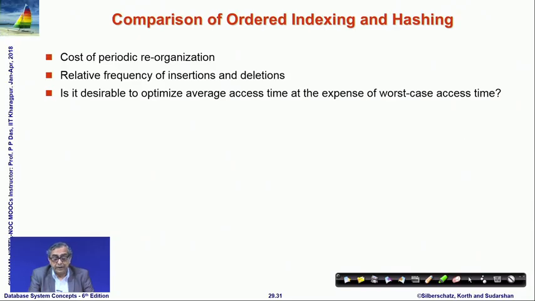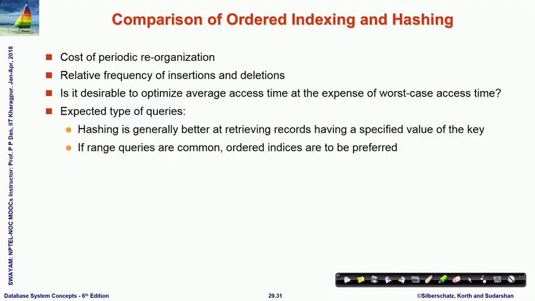For example, there could be several ways to organize, so that your worst case may be really bad, but as long as your average is very good, you should be happy about it. So, those kinds of hashing schemes should be more preferred.